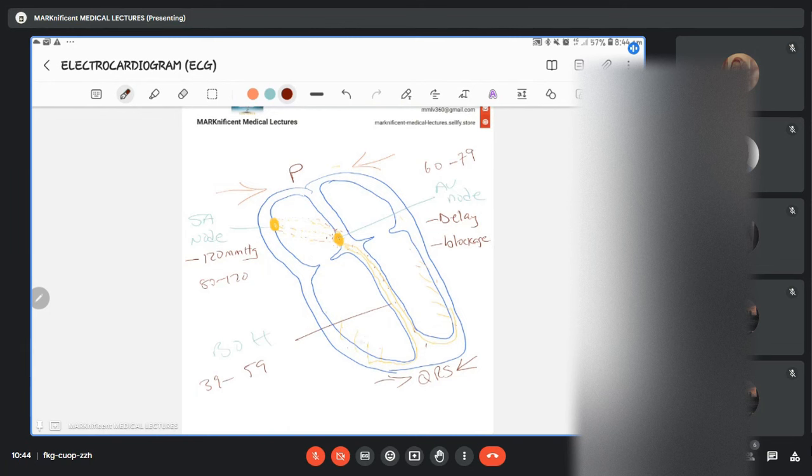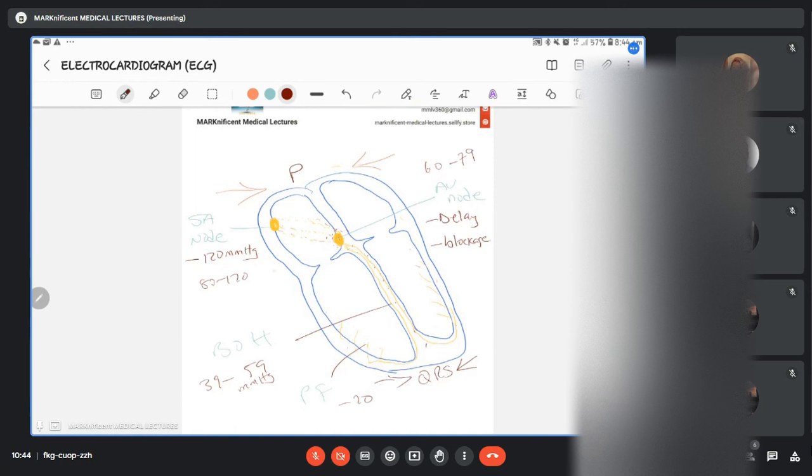Then the Purkinje fibers also have theirs, which is less than 20. Thereabouts. This is just a rough sketch. I'm just trying to give you an idea.